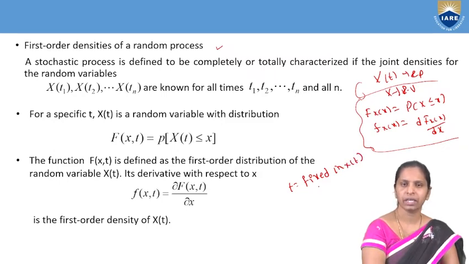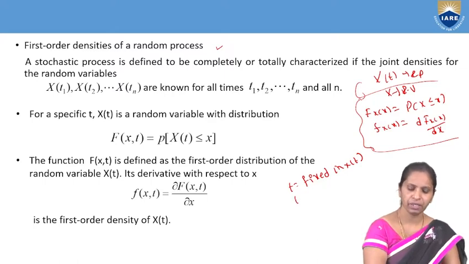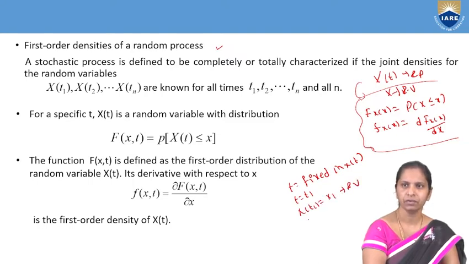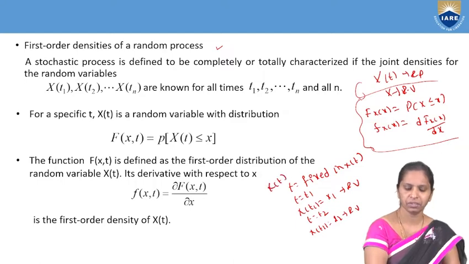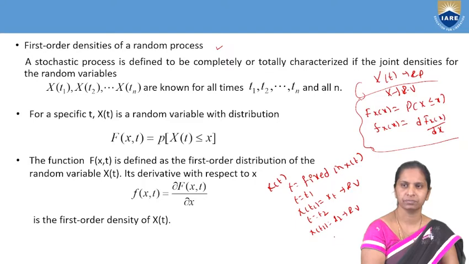So if the time is fixed in the random process x of t, then the random process can be considered as a random variable. So for example, at t equals t1, x of t1 is equal to x1, it is a random variable. At t equals t2, x of t2, nothing but x2, is also another random variable. It means for a random process x of t, if you fix the time slots n times, then you get n random variables like x1, x2 and so on, xn.